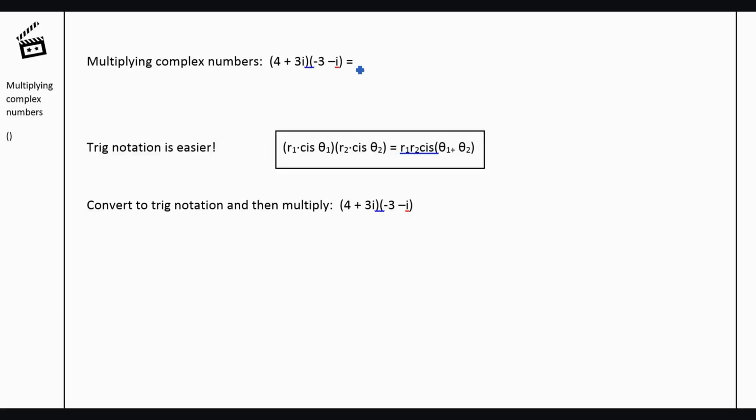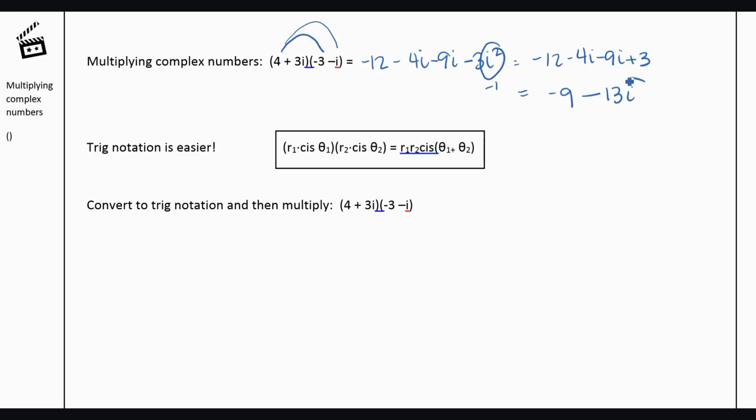Well, how you've learned in the past, we would FOIL this, so we'd have negative 12 and then negative 4i and then minus 9i and then minus 3i squared. We'd have to remember that i squared is equal to negative 1, so this would be negative 12 minus 4i minus 9i plus 3. So we would have negative 9 minus 13i.